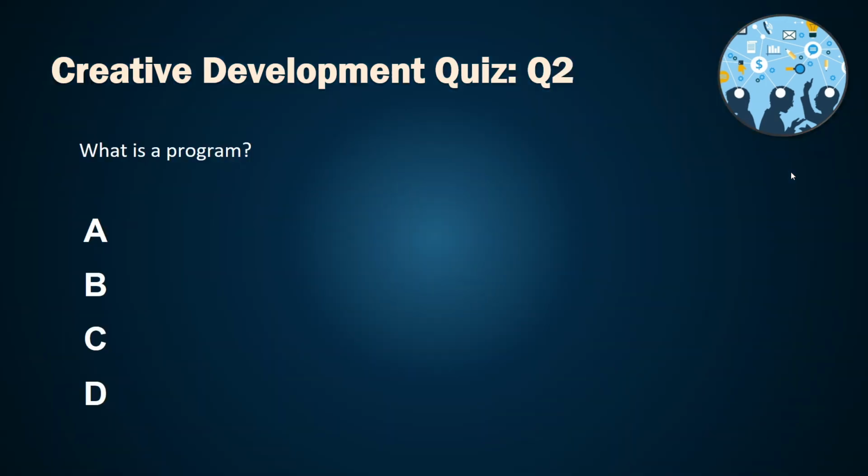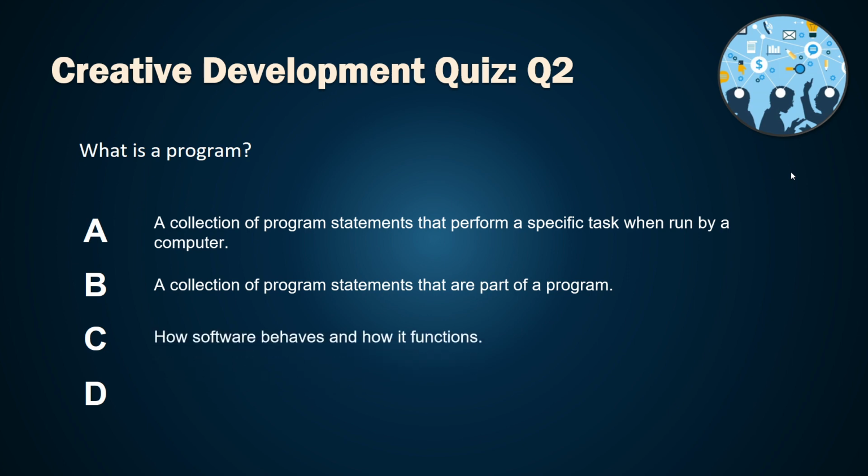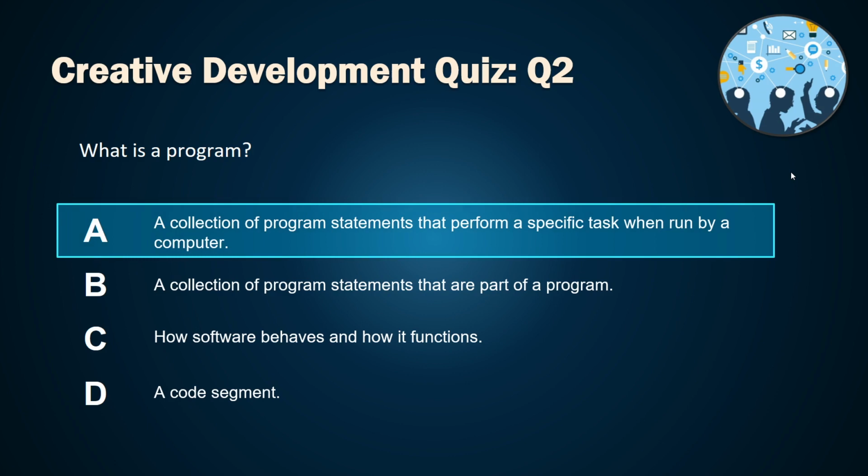What is a program? Collection of statements that perform a specific task when run by a computer. Collection of program statements that are part of a program. How software behaves and how it functions. A code segment. And the answer is A. Collection of program statements that perform a specific task.